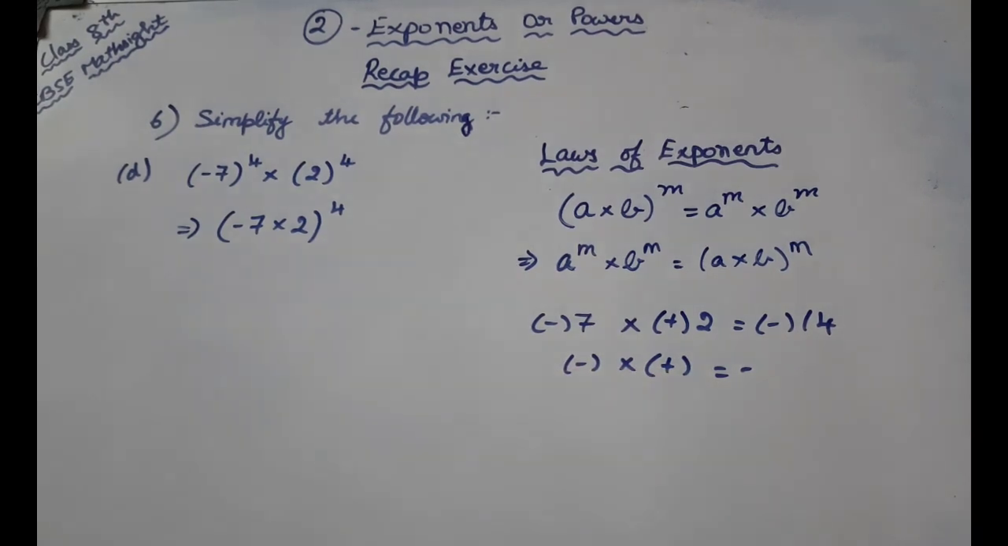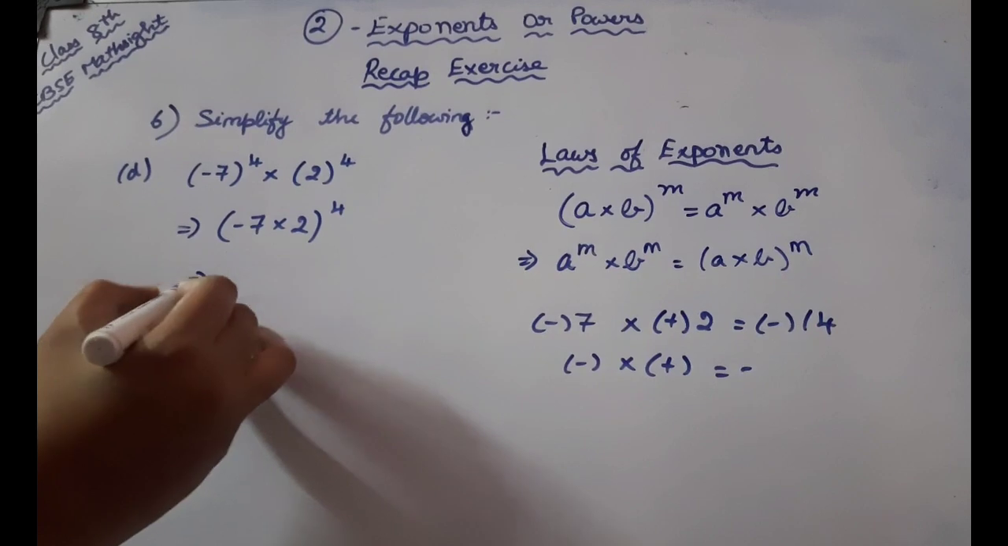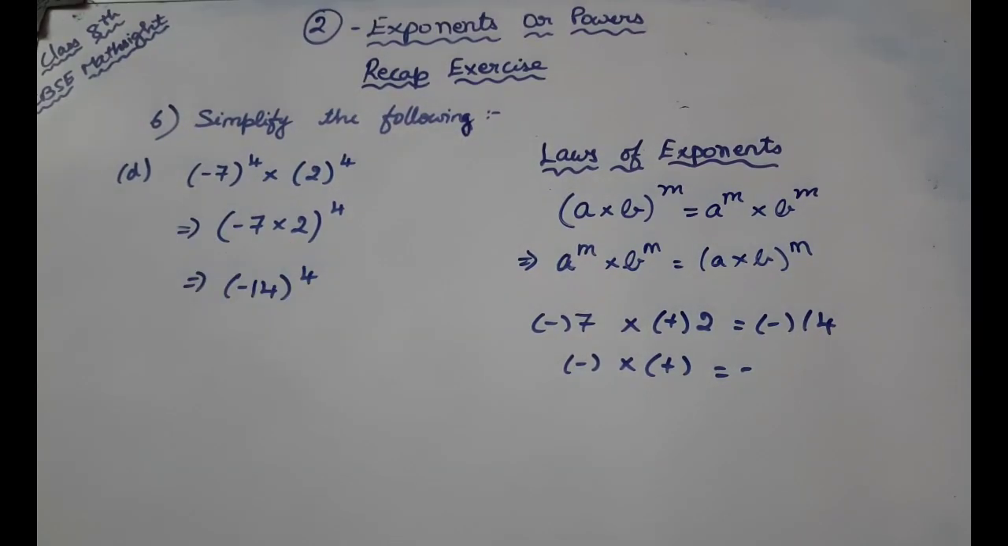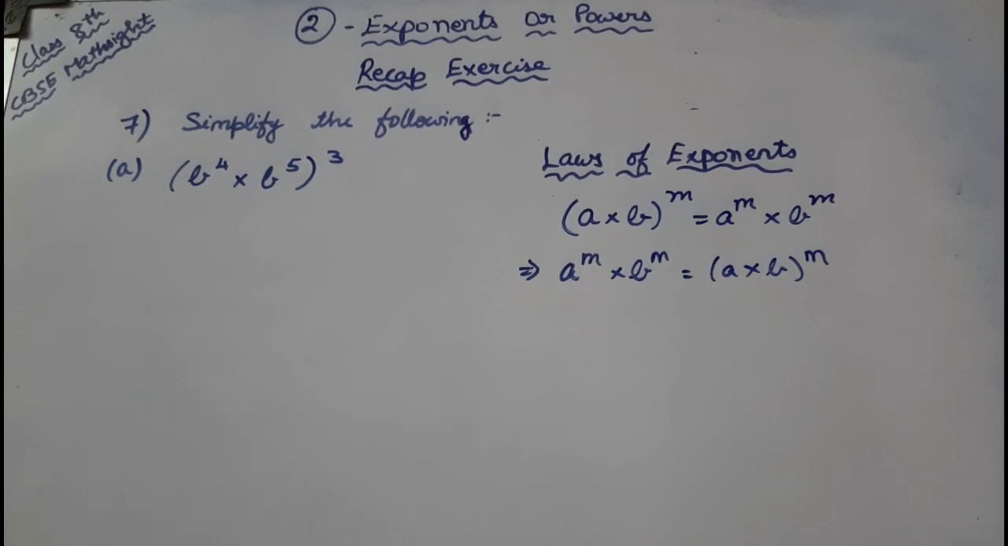Minus into plus is minus. So 7 into 2 are 14, so the answer should be in negative. So minus 14 to the power of 4. We are going to see the seventh Roman letter.